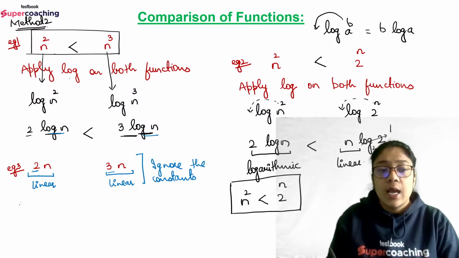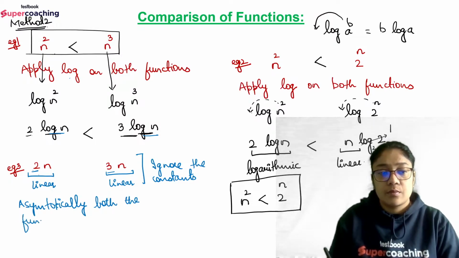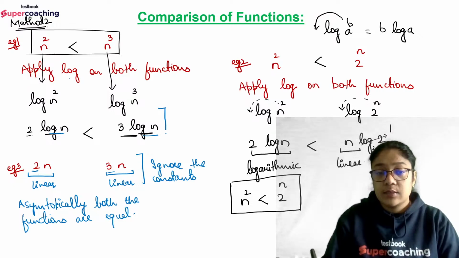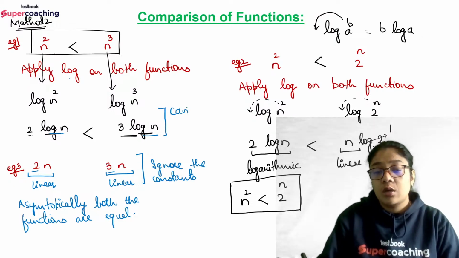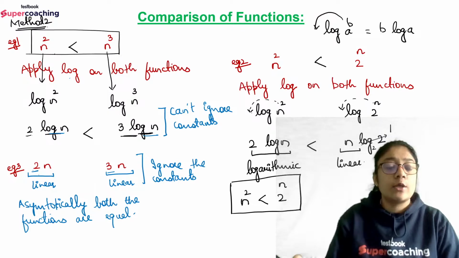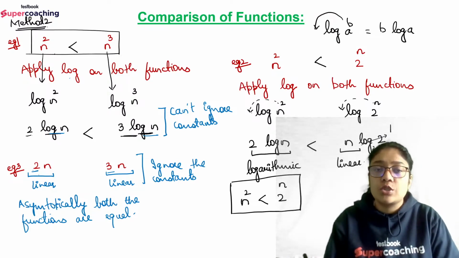So we can say that asymptotically both the functions are equal. In this case, we can't ignore constants. अब ये भी बहुत बड़ी समस्या है कि भाई कहाँ पे constants ignore करने और कहाँ पे constants ignore नहीं करने. How do we get to know whether we need to ignore the constants or not?